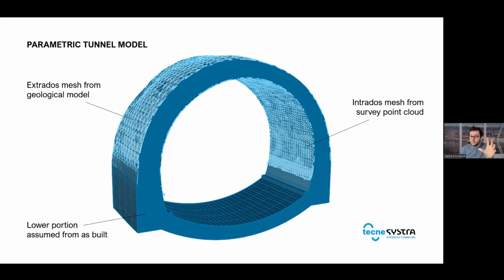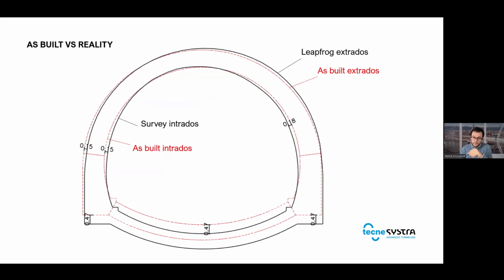Okay, so this is the basic idea behind the component. And this is useful because, of course, you could see that in the theoretical section. This is an example. You could have the as-built intrados. The as-built is the theoretical one. It's the red dashed surface. That's what you would do in a new tunnel. Probably you have the theoretical section, but reality is different.